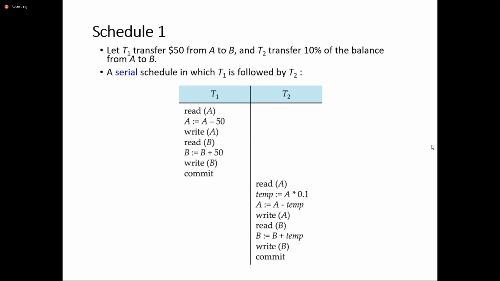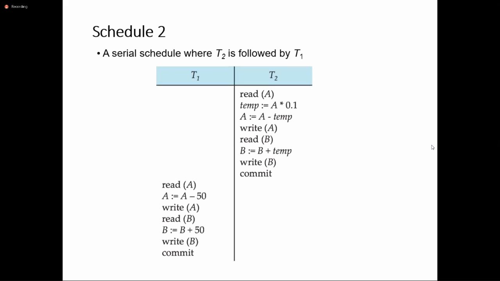Now write A, the balance is 900. Read B, which is 2,000. Then B plus 10% is 100, so 2,100. Write B, the balance is 2,100, and commit. However, now it's a different balance because T1 is unsuccessful. But we have the schedule, the serial one, where we can run transactions T1 and T2.